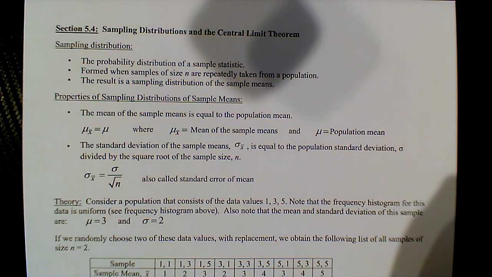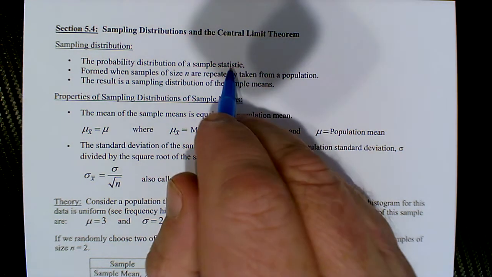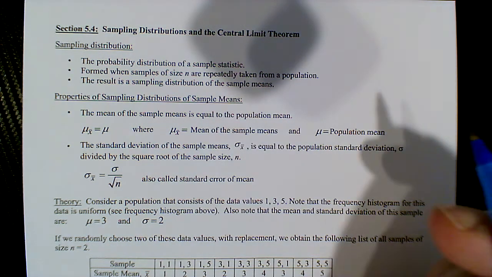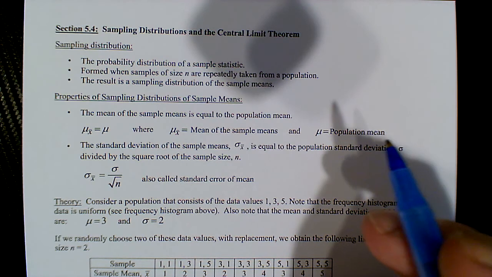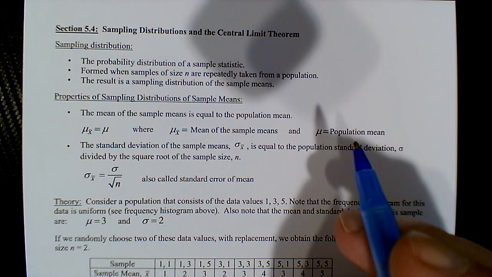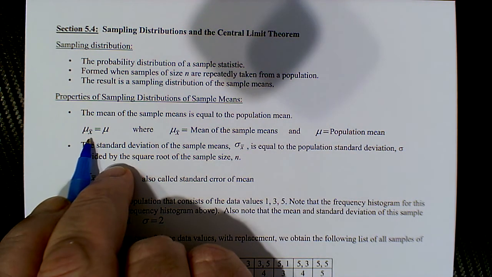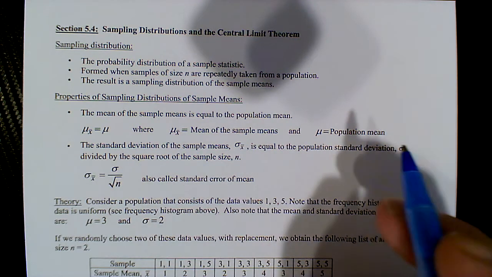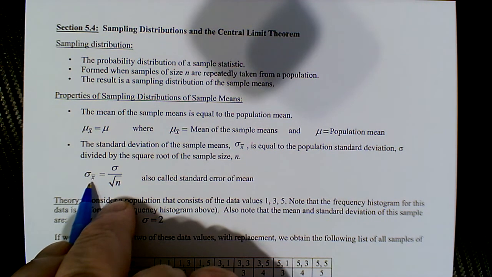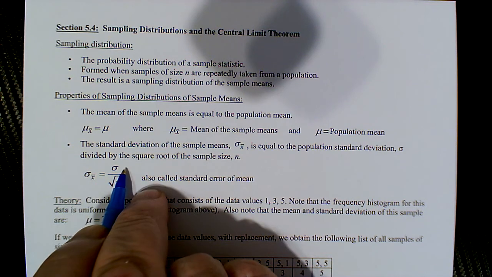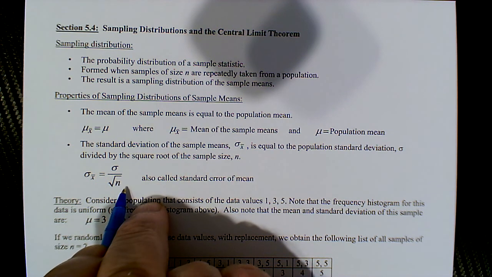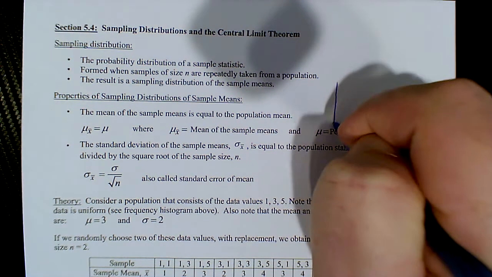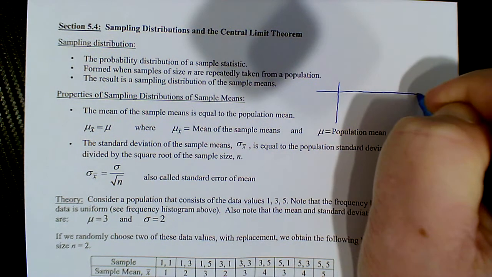Hello everyone. In this section we look at sampling distributions and the central limit theorem. Here are some bullet points about a sampling distribution, and basically we're going to show that when we take a sample from a population, the mean of the sample means will be equal to the population mean, and also that the standard deviation of the sample means will be the standard deviation of the population divided by the square root of n. So make sure you understand how to read the notation.